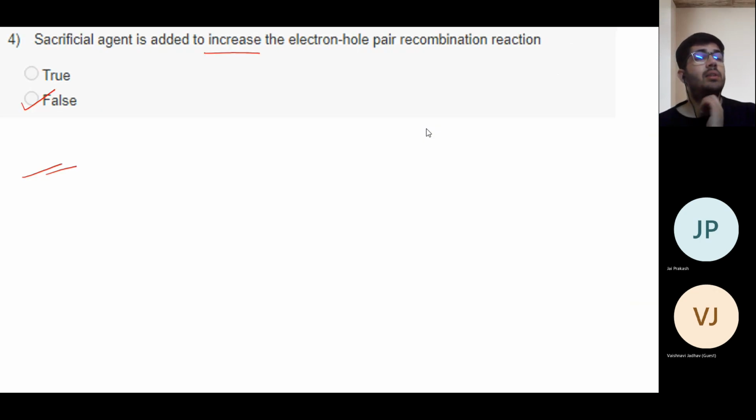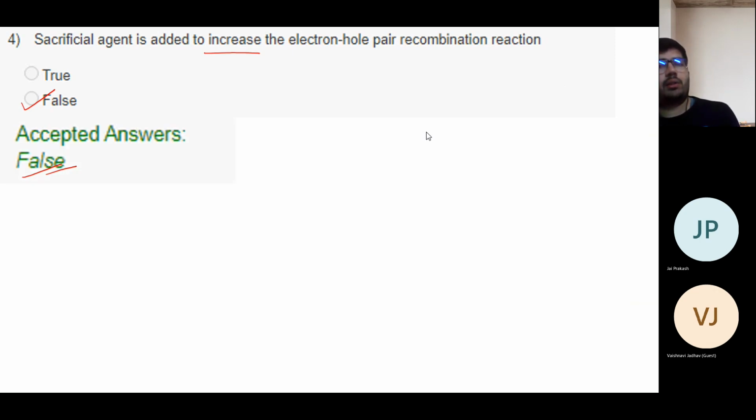Question number 4: a sacrificial agent is added to increase the electron-hole pair recombination reaction. Again, whenever we use a sacrificial agent, it is used to reduce the reverse reaction rate and to reduce the electron-hole pair recombination. So again, this statement is false. The correct answer is false.